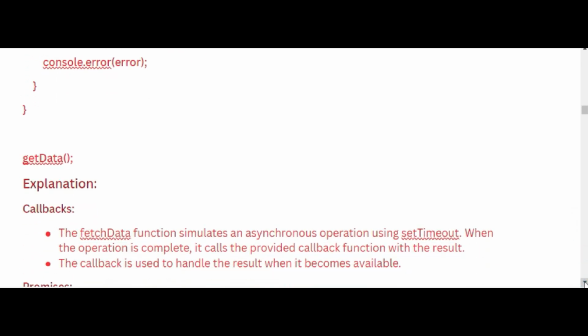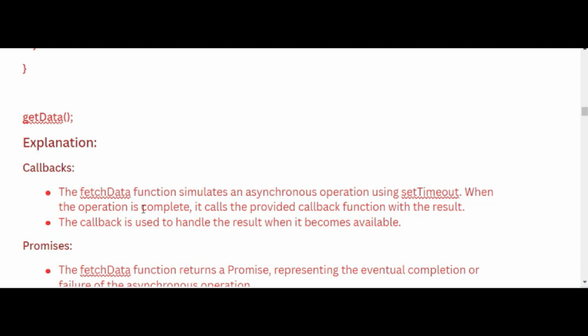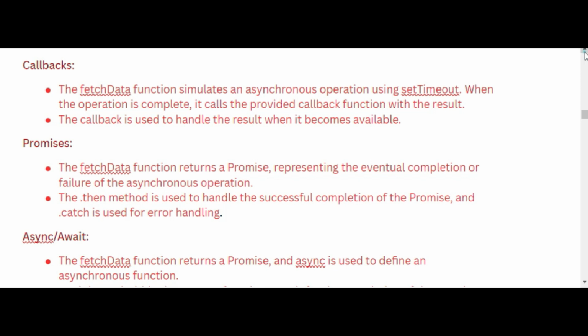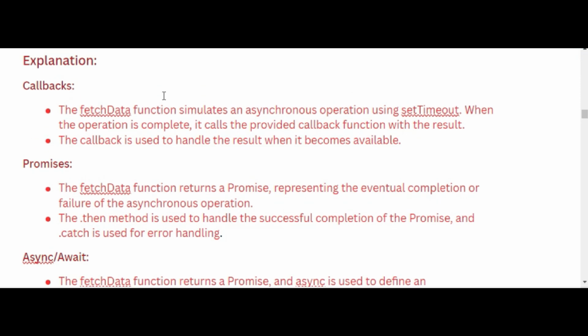So now the explanation part. What is the explanation of callback, then promise, and then fetch? About the async await, I'm gonna tell you one by one what is the meaning of that, right? What is the meaning of callback, promises, and async await? So the code which you wrote in the upper side, what they're doing, right? So callback: the fetchData function simulates an asynchronous operation using setTimeout. When the operation is complete, it calls the provided callback function with the result. The callback is used to handle the result when it becomes available.